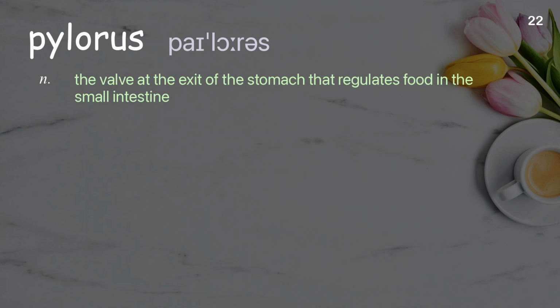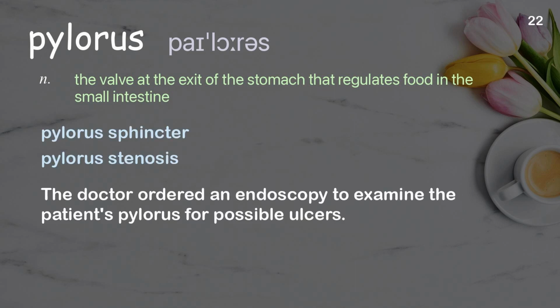Pylorus. The valve at the exit of the stomach that regulates food in the small intestine. Examples: pylorus sphincter, pylorus stenosis. The doctor ordered an endoscopy to examine the patient's pylorus for possible ulcers.